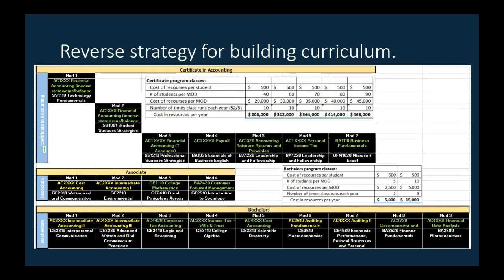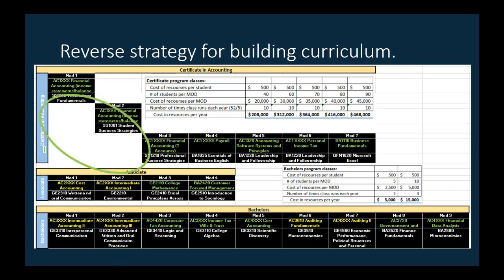Reverse strategy for building curriculum. Again, I really like the idea of building curriculum, and I'd like to be involved in that if we're trying to build our own curriculum. I think we might want to reverse the strategy, and there are pros and cons to either way, but I just want to present this, and if you have any questions or if this is an area of concern, we could look at it later.